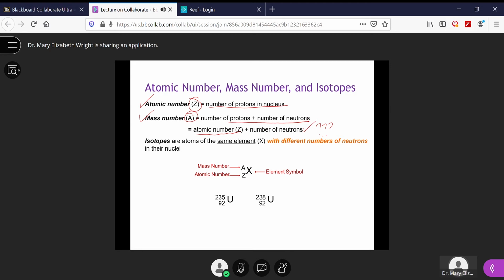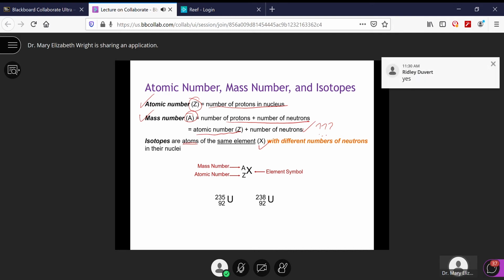Okay, so isotopes by definition are atoms of the same element, let's just call that element X, with different numbers of neutrons in their nuclei. Ridley, you have a question? Yes, no, maybe? What? What's your question?